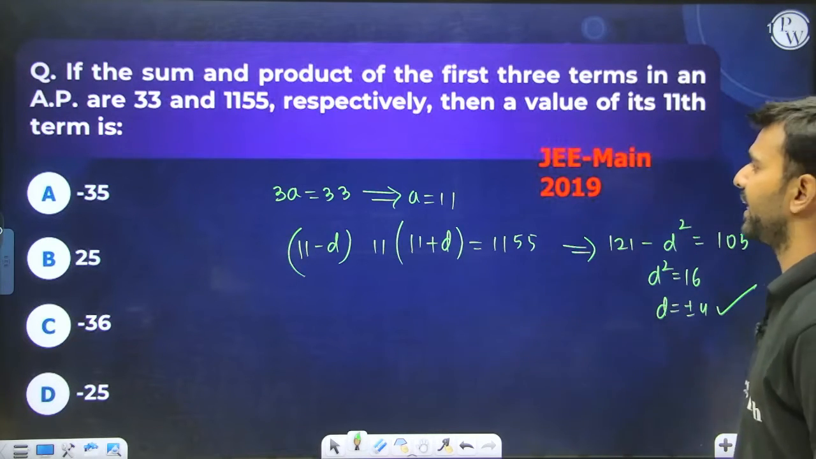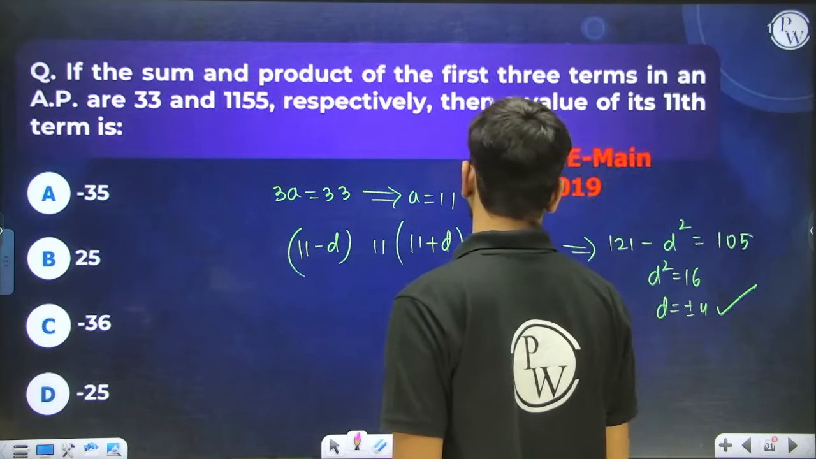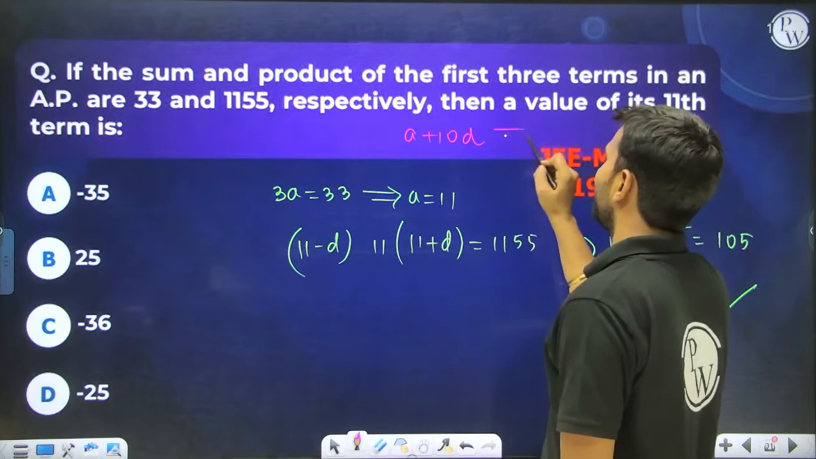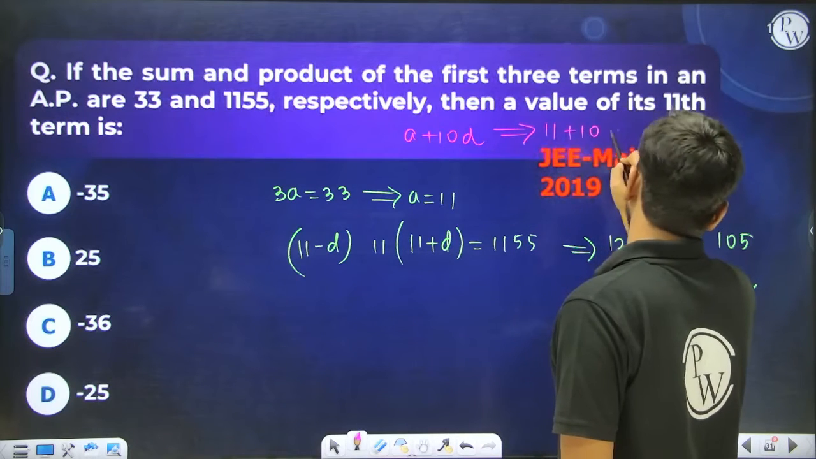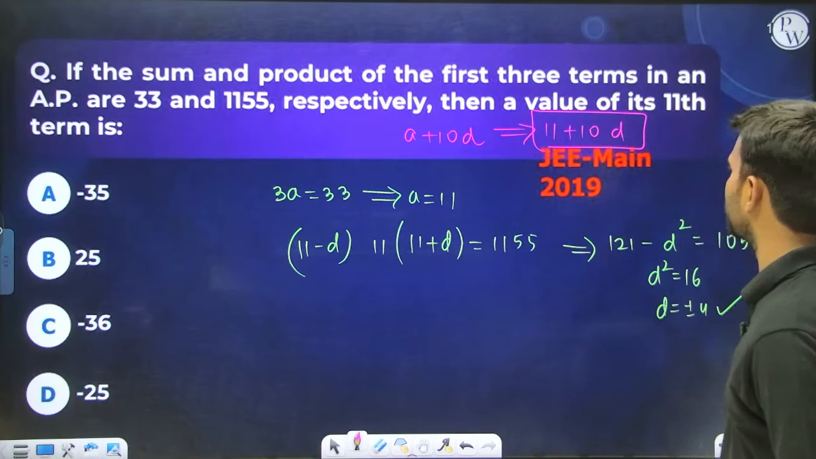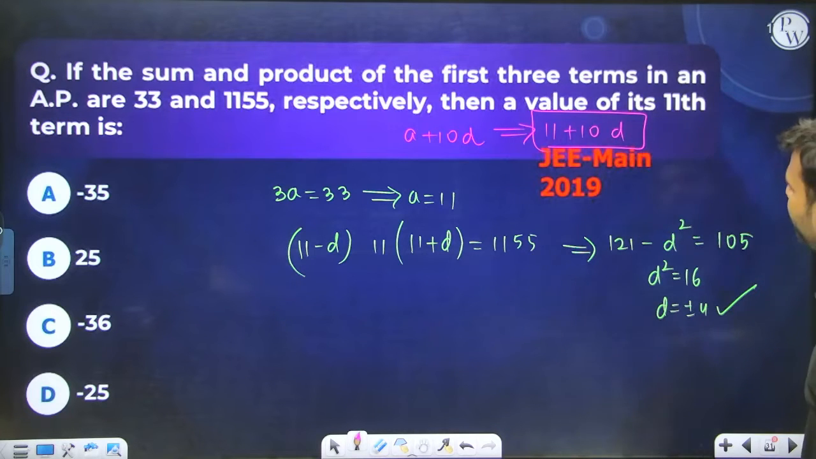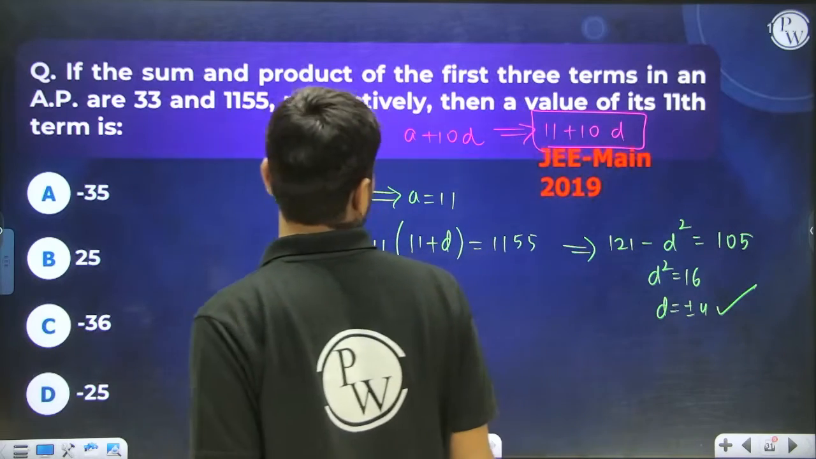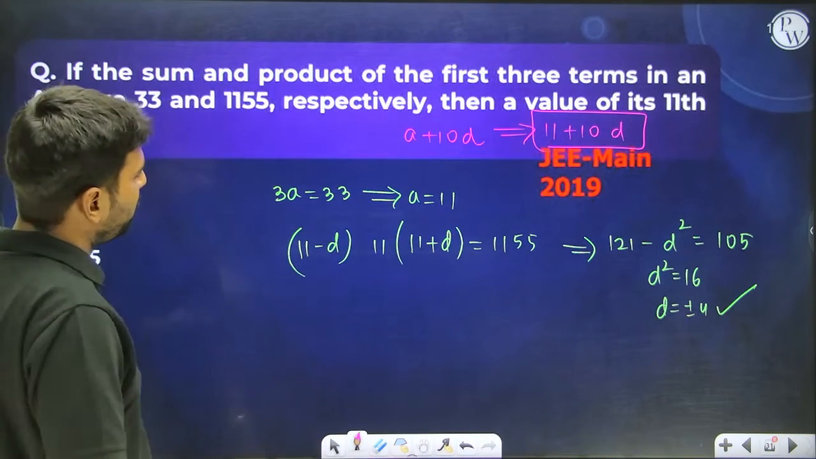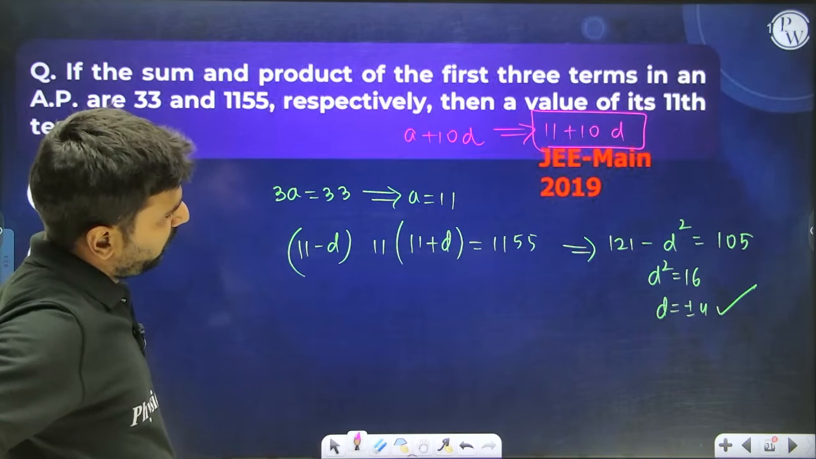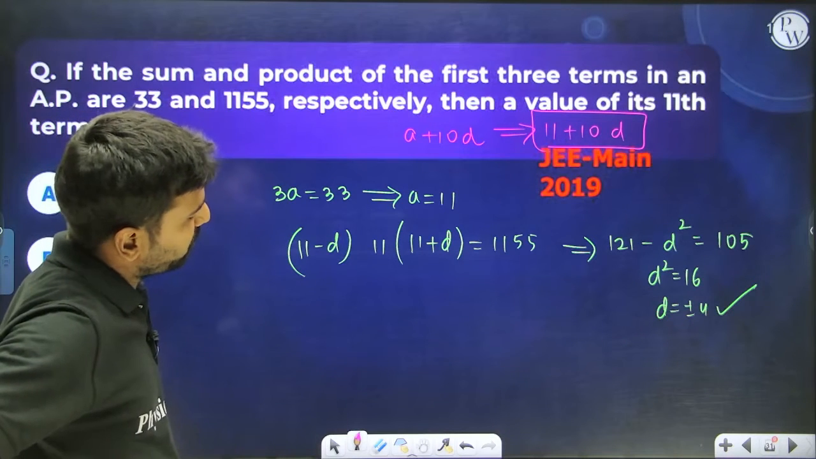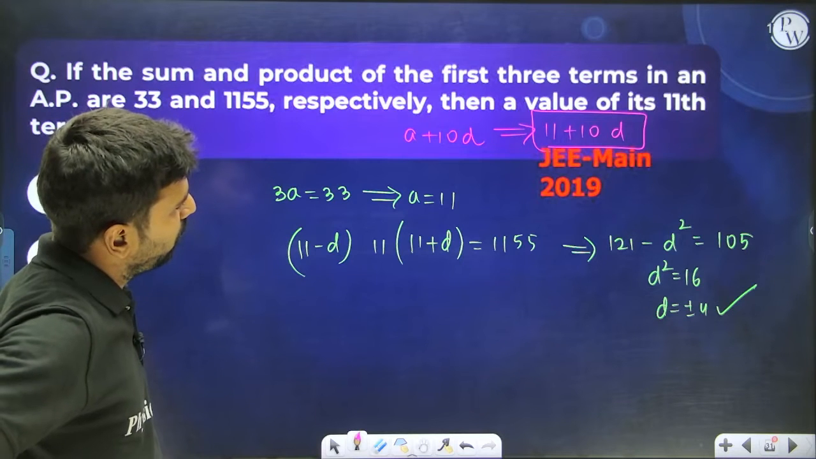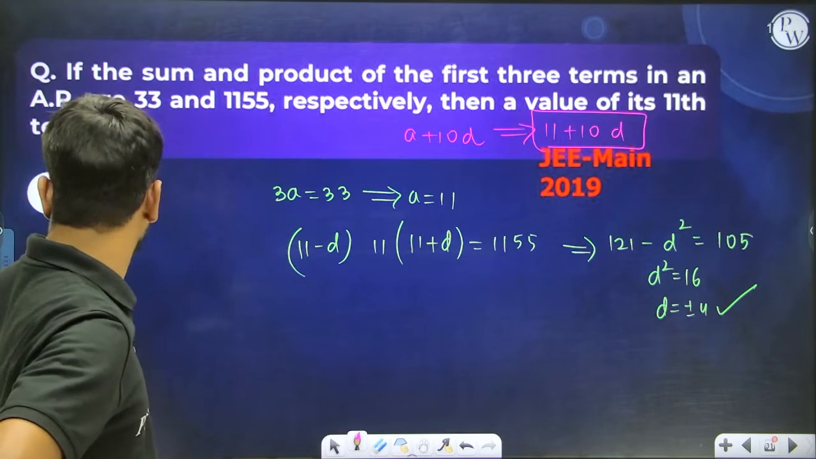Okay, and if this is the case, then the 11th term is what we want to find out. The 11th term can be written as a plus 10d. So a is 11, so it is going to be 11 plus 10 into d. So if d is plus 4, then it is going to be 51, and if d is minus 4, then it is going to be minus 29. So the 11th term is what we needed to find out. So let me see, 16 plus minus 4, yes, absolutely correct. So minus 40, if you do, minus 29 will be the answer.